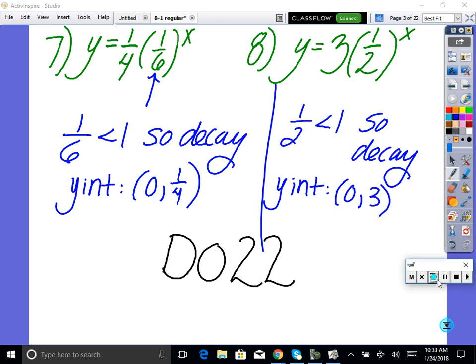Check the answer up here. So on 7, you should have said a 6 is less than 1, so it's exponential decay. It's getting smaller and smaller. Our y-intercept is plug in 0. 1/6 to the 0 is gone. So then we get a fourth, (0, 1/4). And then same with number 8. Is everybody good? Yes.